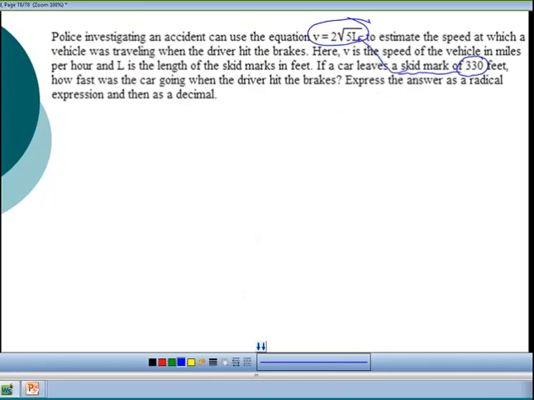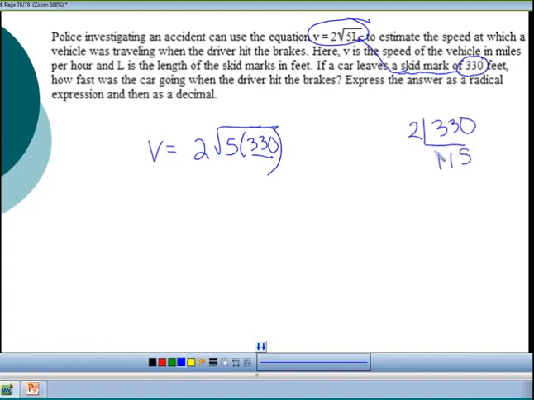So your job is to just find V, and we want to leave our answer as a square root, a radical. So we've got 2 square root of 5 times 330. Okay, so what we want to do is simplify this. So I don't actually want to multiply that out. I want to actually break it down to its prime factorization. So if I do that, I got 330 breaks down to 2 and 115. And then if I break it down further, I can divide by 5.